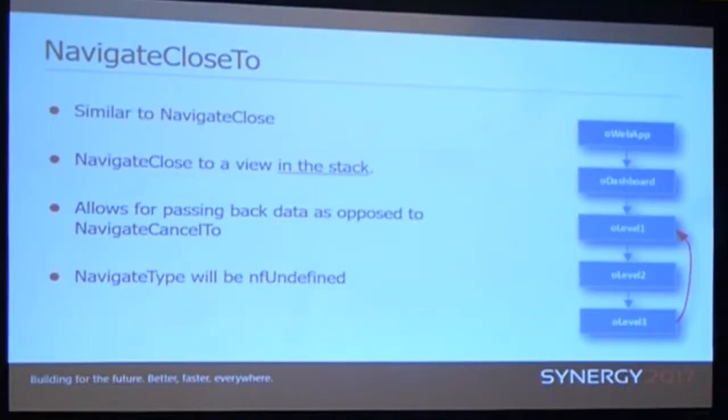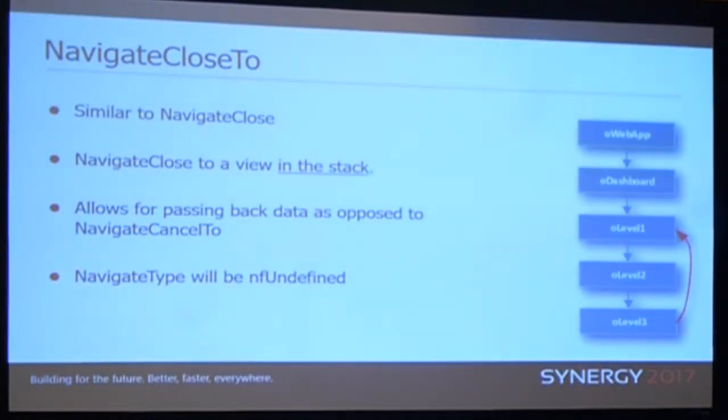Okay. Create. Yeah. This is what we just did. Then there is a navigate close to and a navigate cancel to. What that allows you to do is to bypass a number of levels in your tree, or in your stack, I should say. So let's suppose you started off with web app dashboard level 1, 2, 3, and you want a button here that directly goes here.